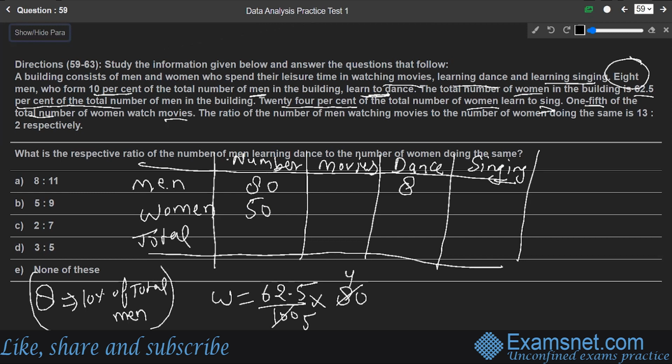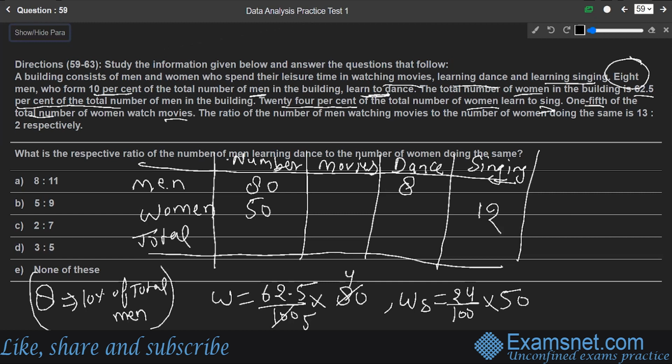Then he says 24% of the total number of women learn to sing. So how many women are singing? 24% of the total women. So 24 by 100 of the total women we just calculated, which was 50. What is 24% of 50? It is obviously going to be 12. So the number of women learning to sing is 12.